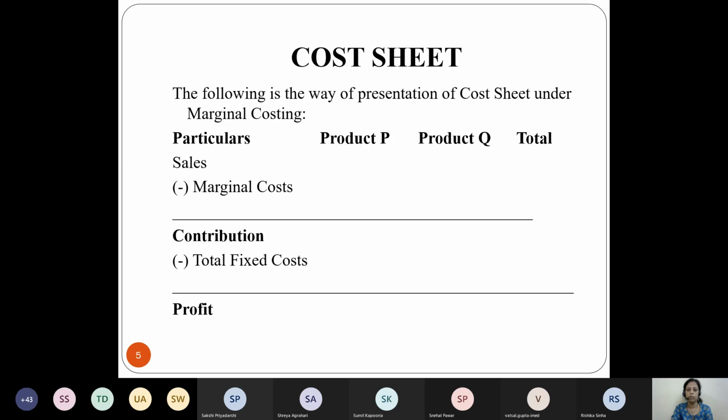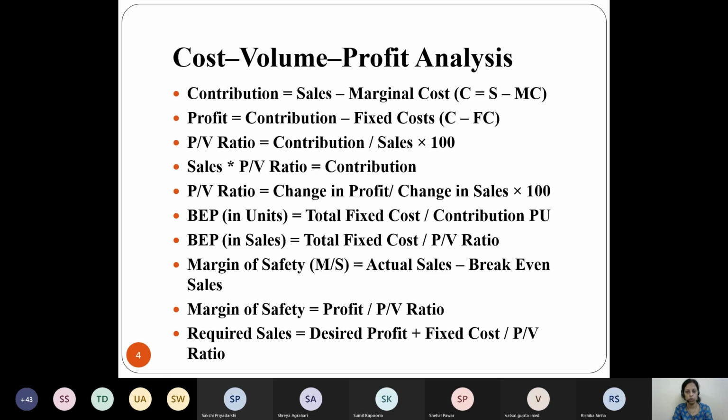Now next lecture we will start solving questions on marginal costing. We will see the application of these formulas. Okay.